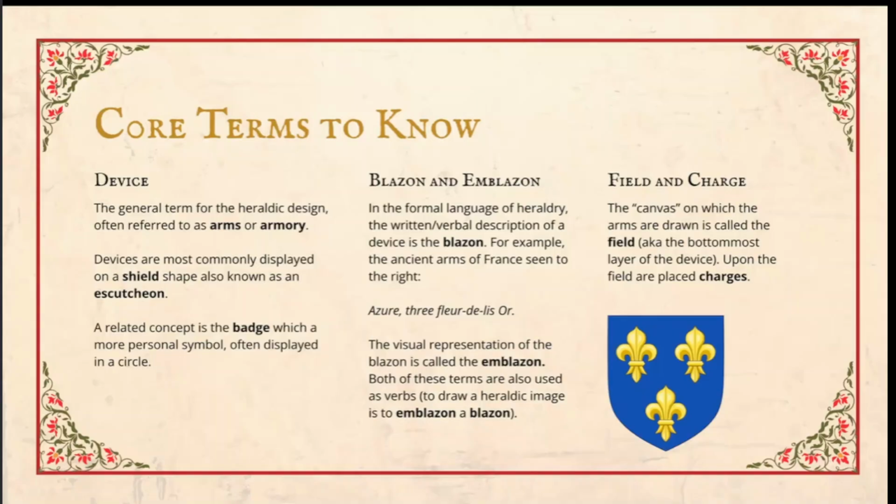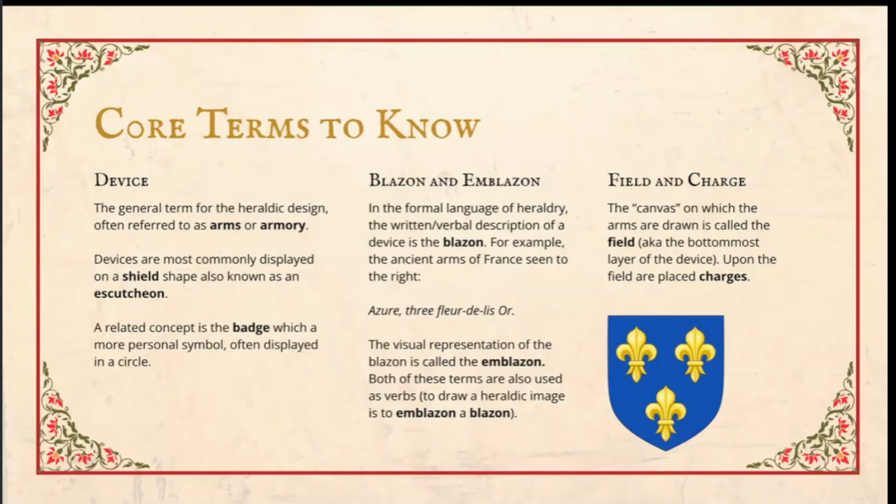Similarly, you'll often see what's called a badge, which is more like a personal insignia. You might have a shield that has your household on it, but you might have a badge, which is your own personal kind of flair on that. Those are very often displayed in a circle. The formal language of heraldry, how you actually write it out so that somebody who hasn't seen it before, but wants to draw it out for you, is called blazon or blazonry.